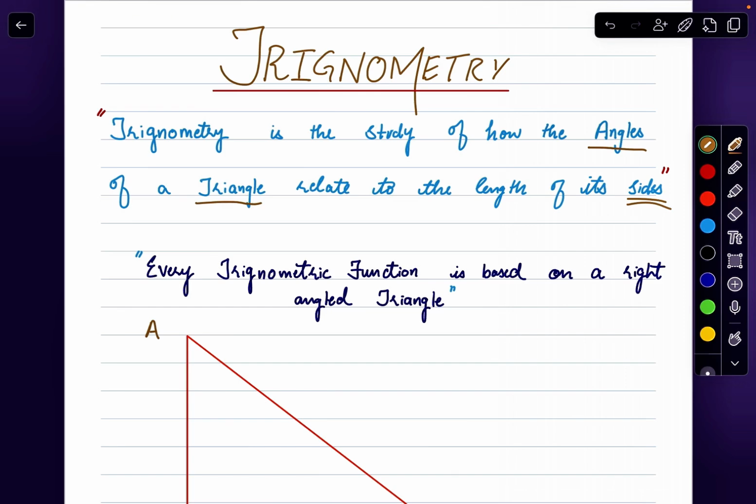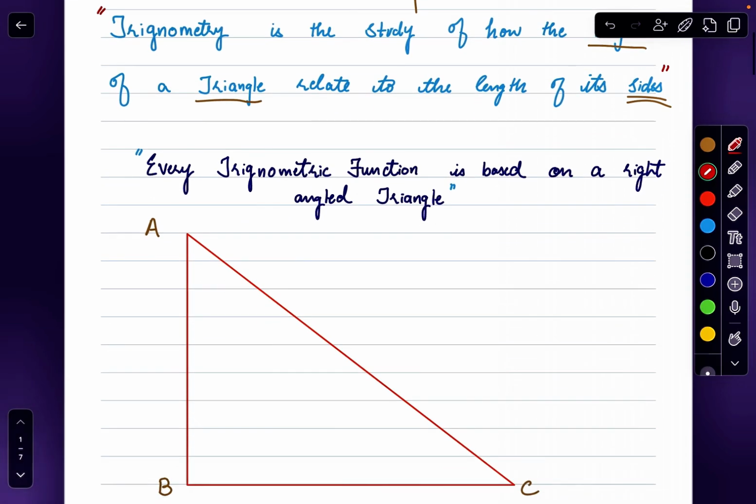So if we use one angle and one side, we can find out the other side or the remaining angle as well. But there is a strict rule that every trigonometric function is based on a right angle triangle. It means one angle should be 90 degrees, so then you can apply the trigonometric rules and find out the different sides.